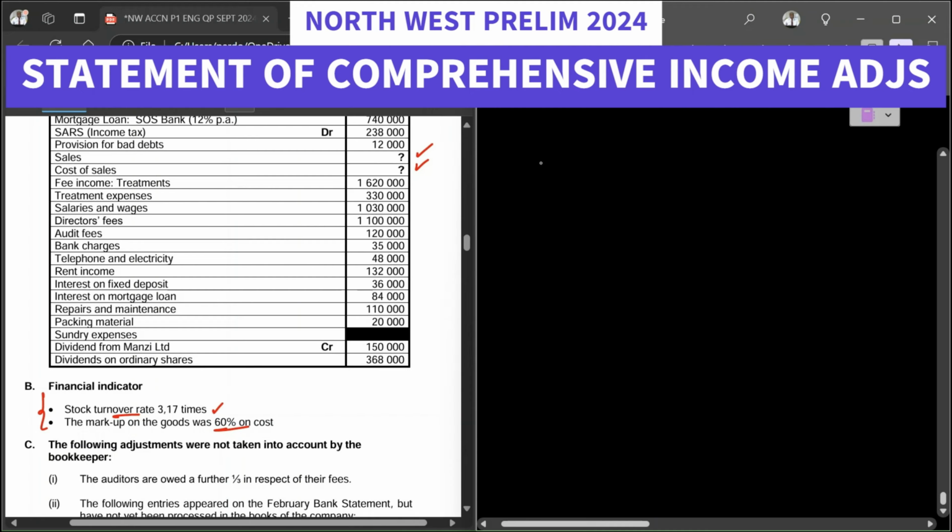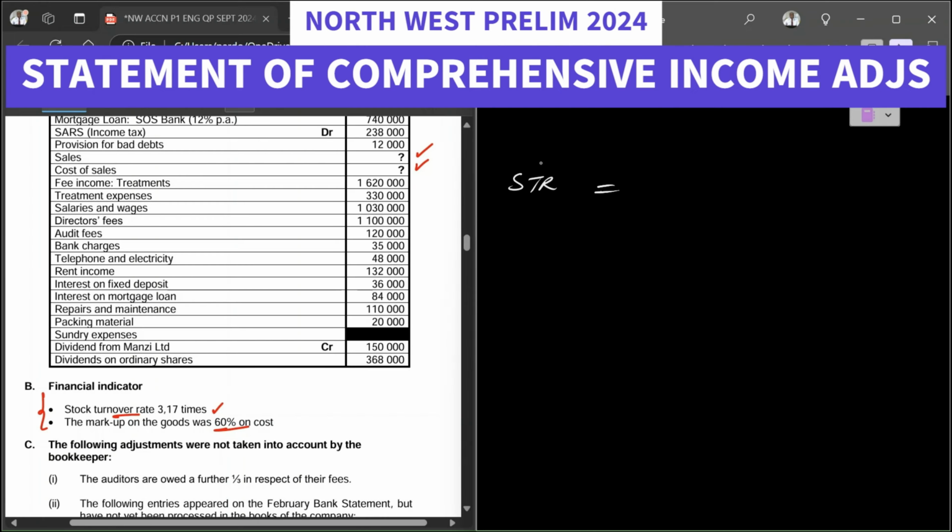you can easily do the calculation. So if you are going to do the stock turnover rate, the formula for the stock turnover rate is your cost of sales over your average stock. Okay? Your cost of sales over your average stock, and your answer must be in times. So in this case, we were not given the cost of sales, so I'm just going to keep it as cost of sales over there.